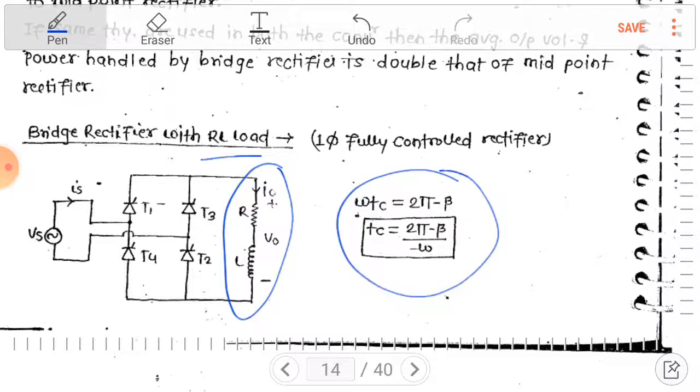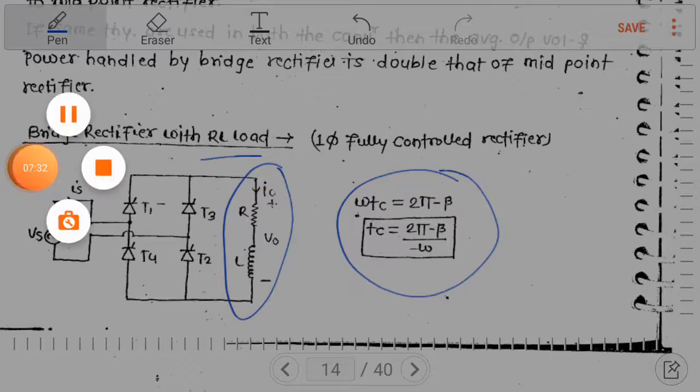Here the circuit turn off time is reduced to 2 pi minus beta. In the previous case it was pi radians, but here it is 2 pi minus beta. We will see how in the graph waveforms.